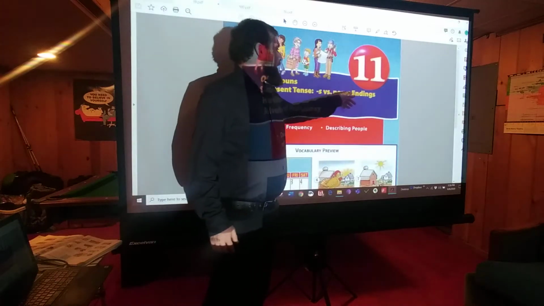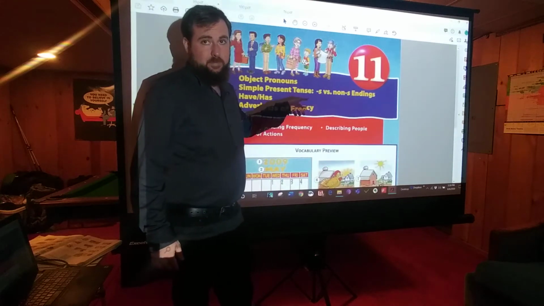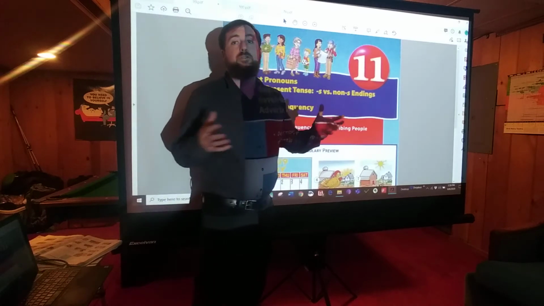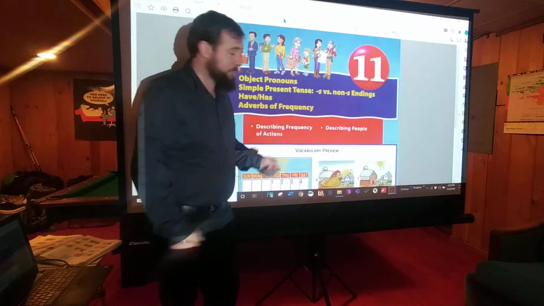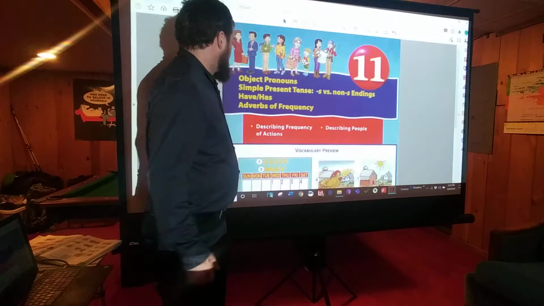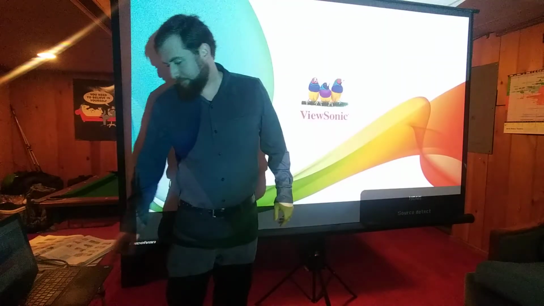S versus non-S endings. This is good because from the feedback I've seen from people's emails, this is still an area that can be tricky, and I understand. That's why we're going over it in class, because it can be tricky. Sometimes you need an S, sometimes you don't need an S. Have versus has, and adverbs of frequency.